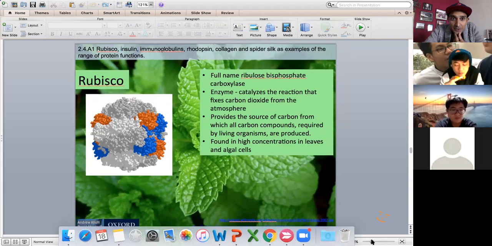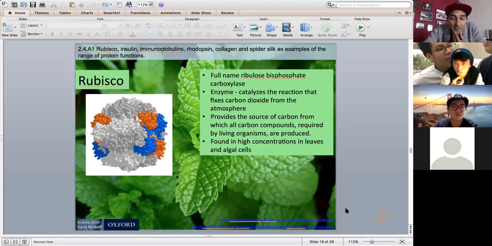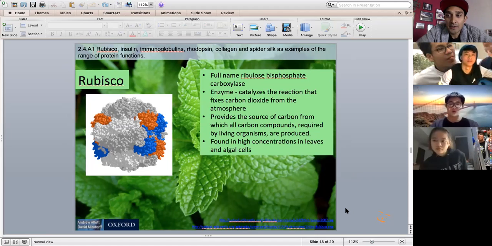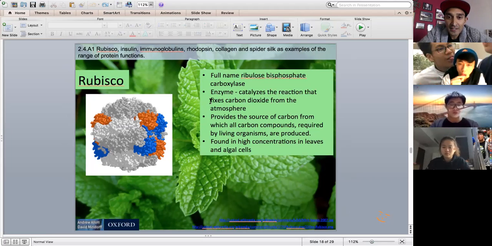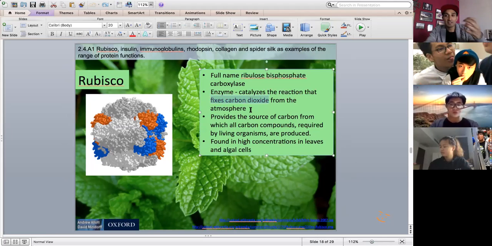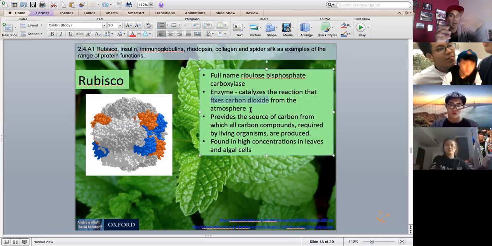So the first protein is an enzyme. The example that they are asking you to be familiar with is called Rubisco. The full name of Rubisco is ribulose bisphosphate. This is an enzyme that is absolutely critical for photosynthesis. If you look here, it is the reaction that fixes carbon from the atmosphere. This is the enzyme that's really involved in taking the atmospheric CO2 and attaching it to an organic molecule and making that carbon a part of what will eventually become glucose.